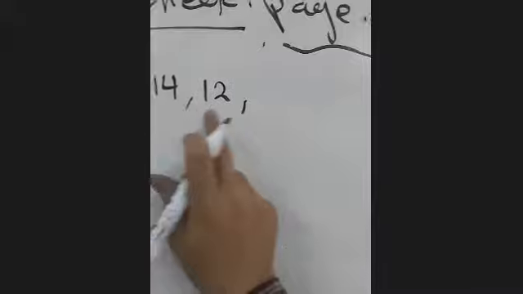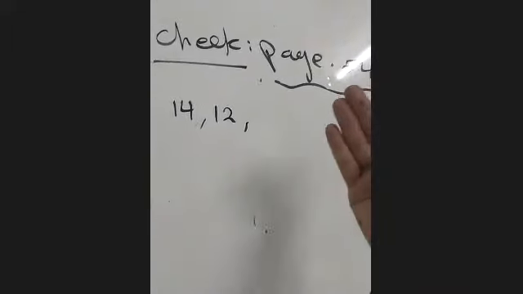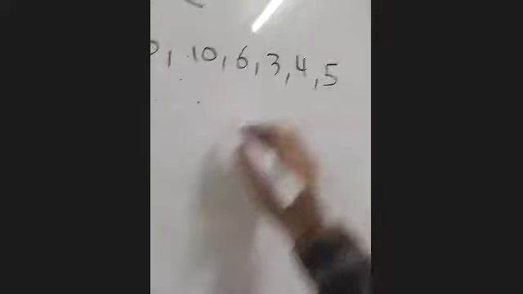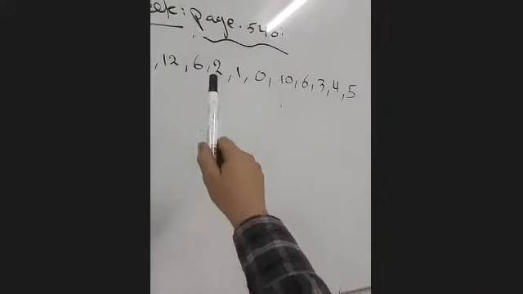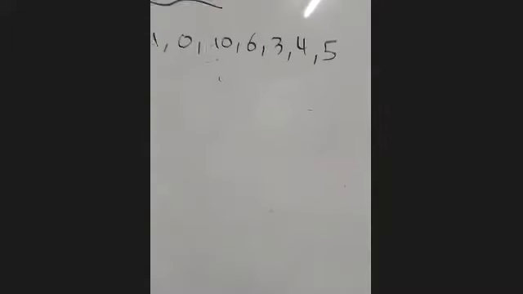14, 12, 14. 12. Louder, my son, louder. 6, 6, 2, 1, 0, 10, 6, 3, 4, and 5. So I'll repeat them. 14, 12, 6, 2, 1, 0, 10, 6, 3, 4, 5, right?